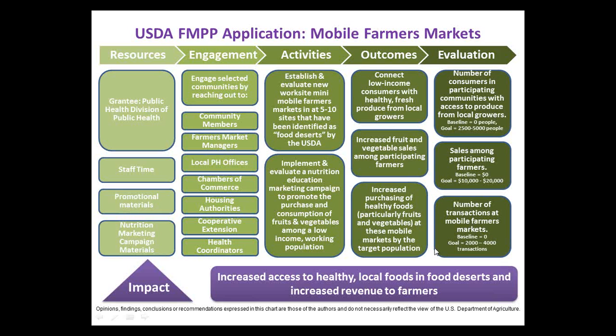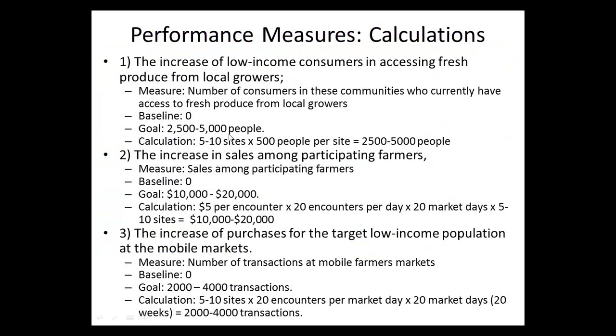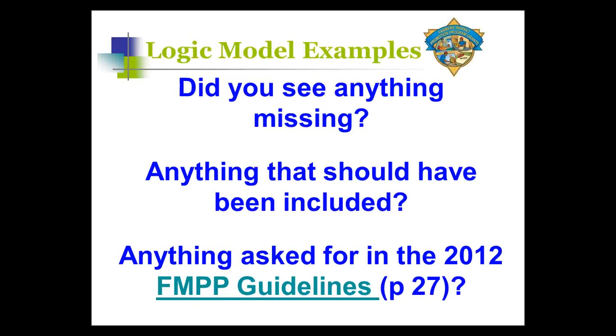Here's another example. This is a pretty one. I like the colors in this example. We sort of took this from an applicant and asked if we could use this. They were planning to do a mobile farmers market, the public health division of a state public health department, and this was what they generated for us to explain their activities.